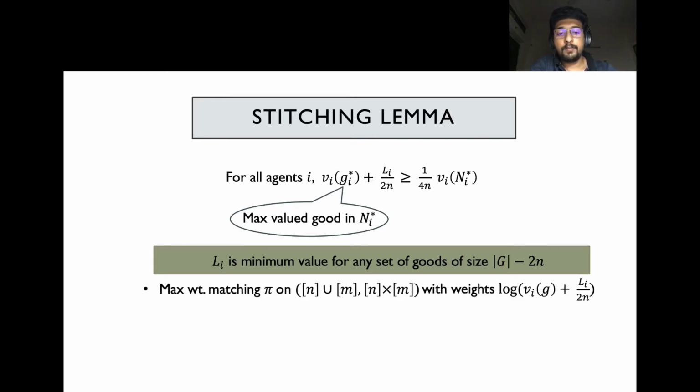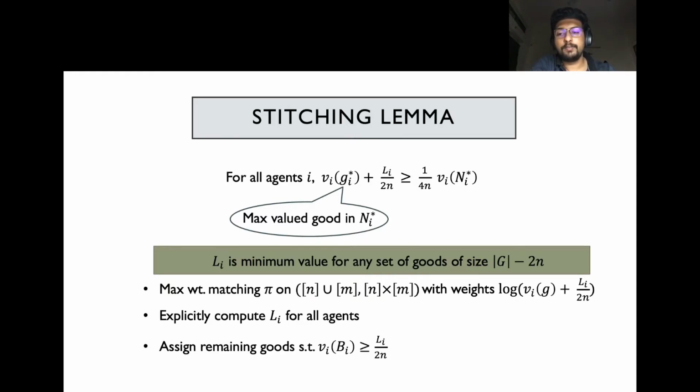So we can proceed by computing a matching pi to maximize the sum of the modified weights. We can then go on to compute the Li values for all the agents and then assign the remaining goods such that its value for each agent is at least Li over 2n. But how do we do this assignment in the last step?